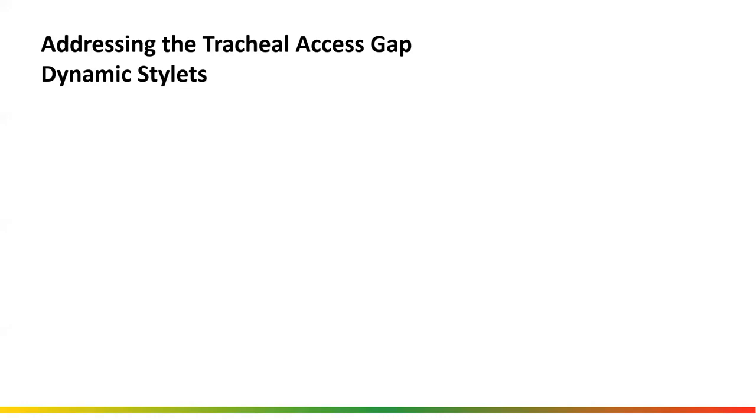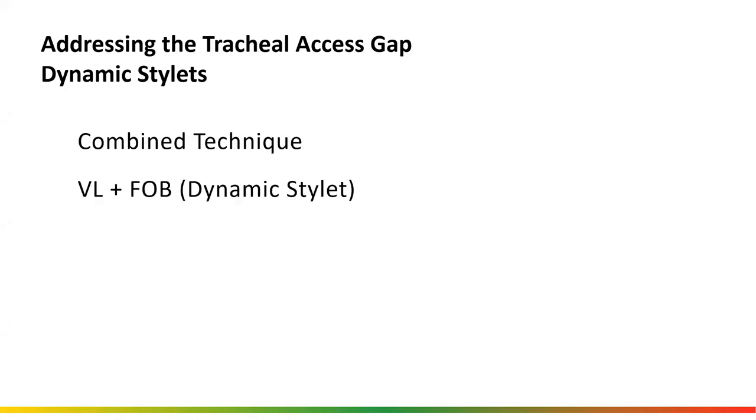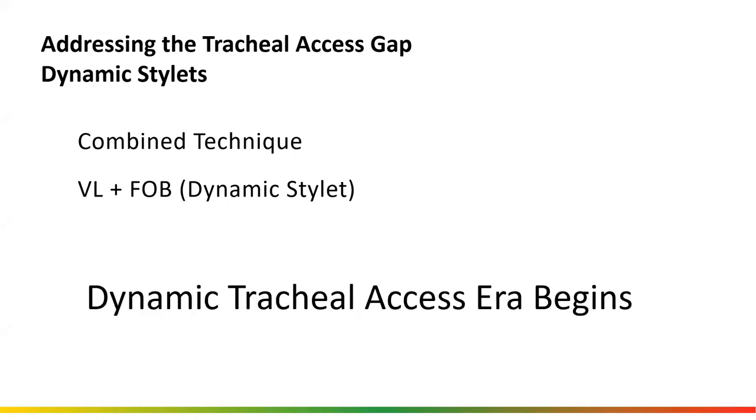So how do we address the tracheal access gap? Clearly it's dynamic stylets. This is what the literature says. We'll go through that. Combined techniques, VL plus fiber optic bronchs is our current state, but really any dynamic stylet is a combined technique. And this is really the evidence that the dynamic tracheal access era has begun.